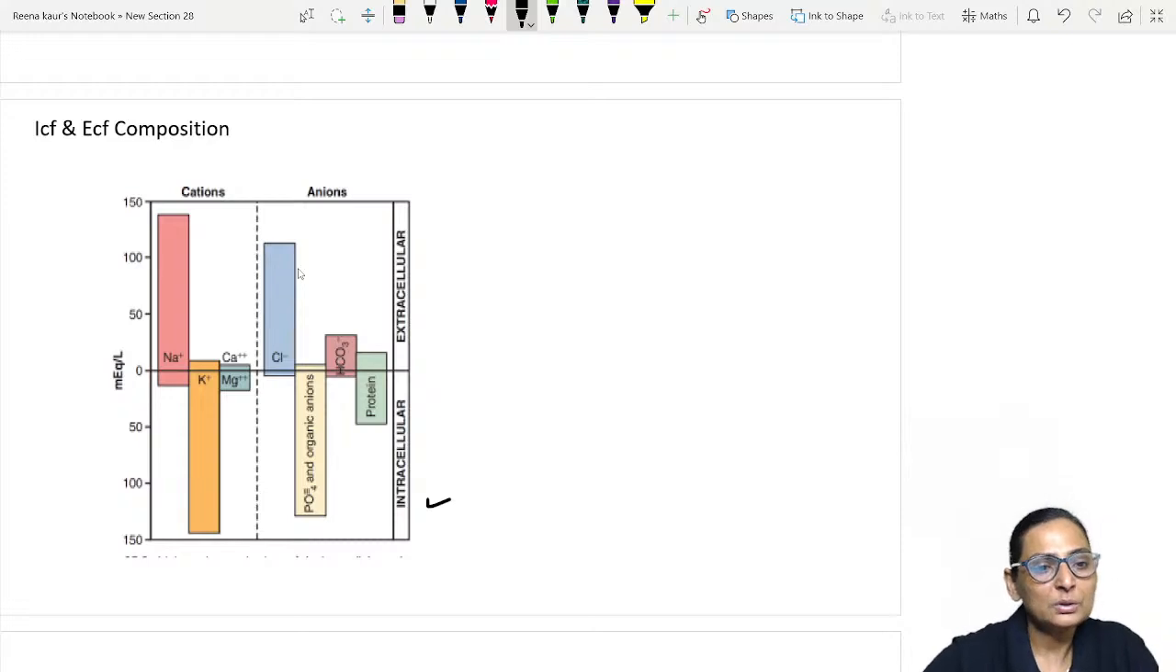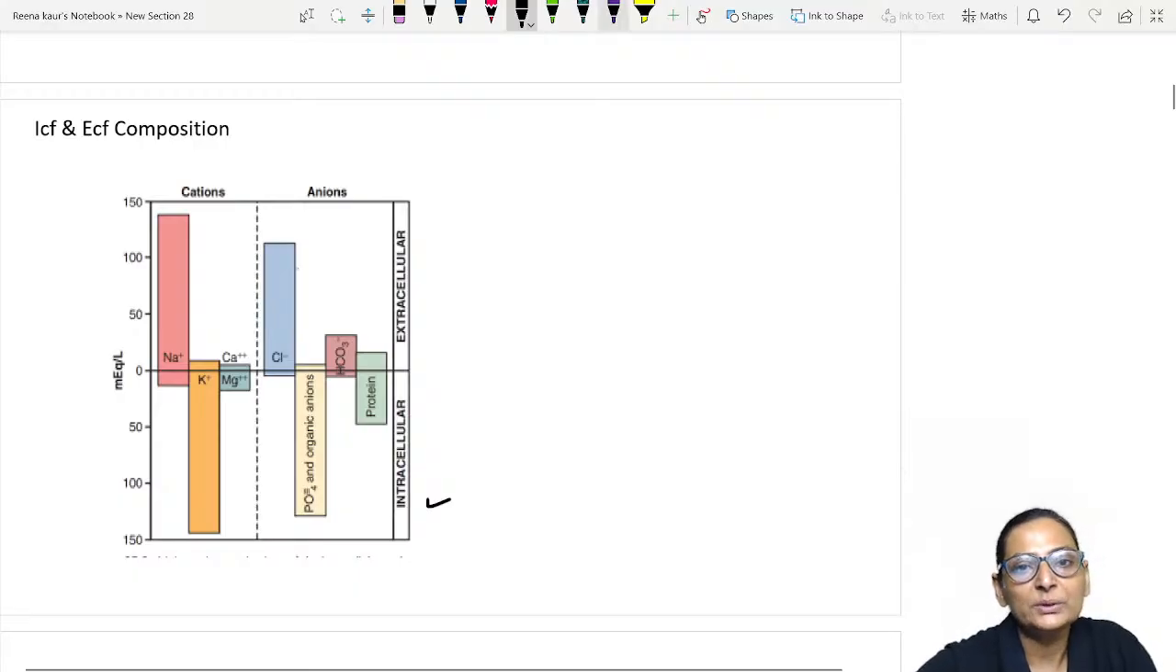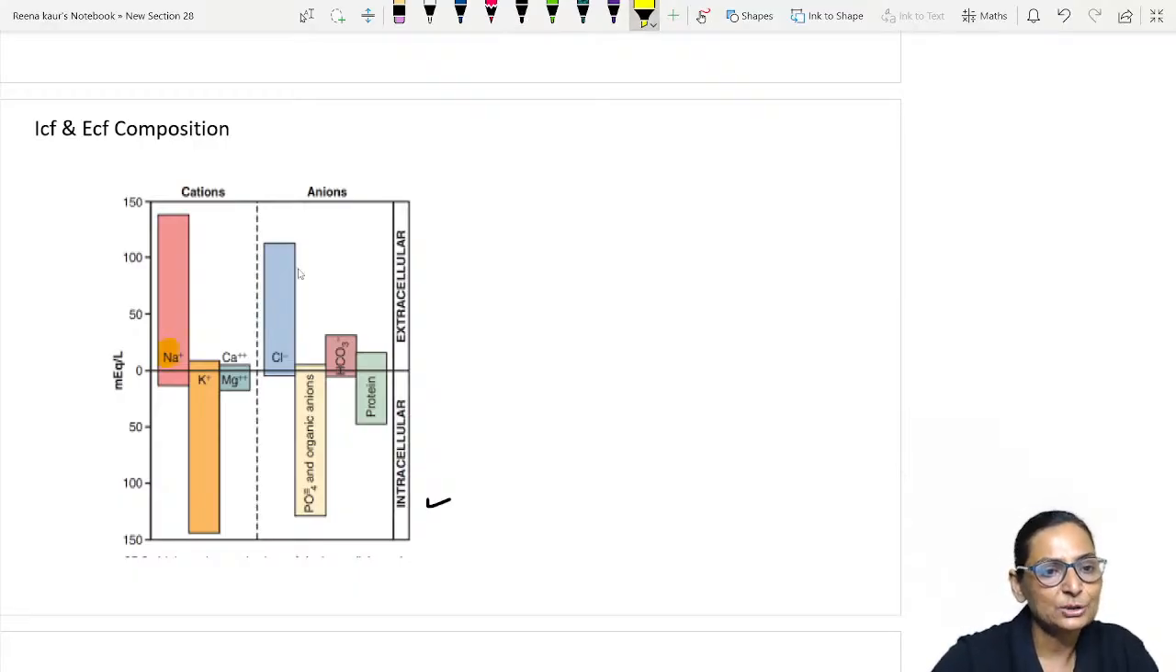ठीक है, so this is the ICF and this is the ECF, right? So आप देखो आपके ECF में तो आपको दिखेगा कि the major cation is sodium, right? So in the ECF the major cation is sodium and the major anion is chloride. So what are the major ions of ECF? It is sodium and chloride. Now if you come into the ICF, the major cation is potassium, right? The major cation is potassium and the anions are phosphates and proteins. ठीक है, the anions are phosphates and proteins.